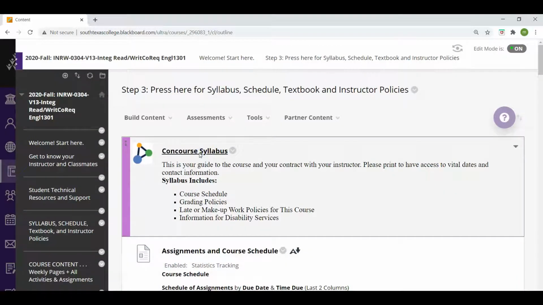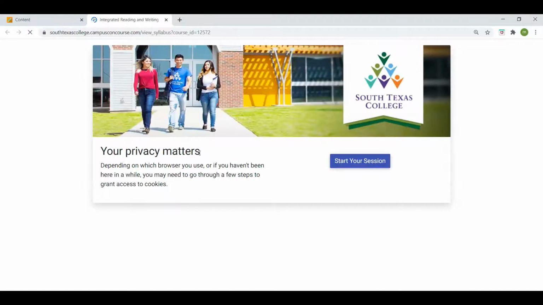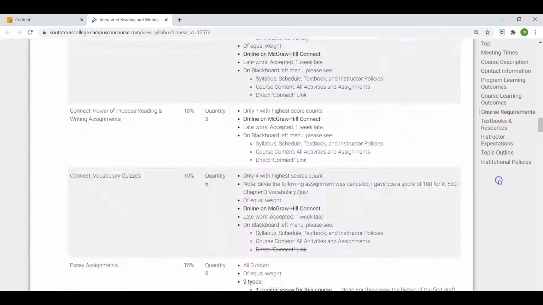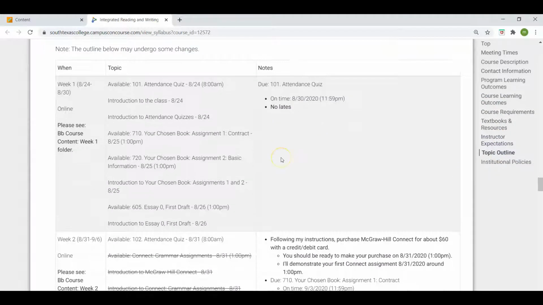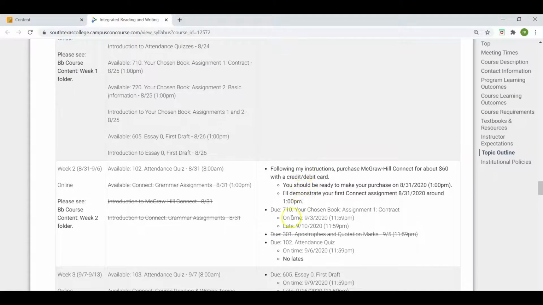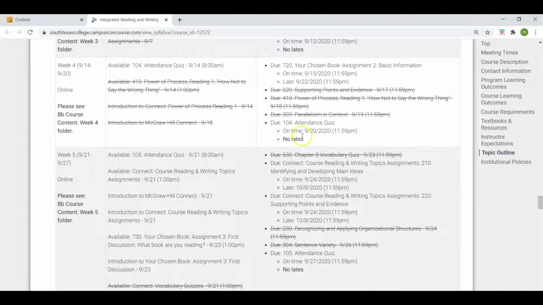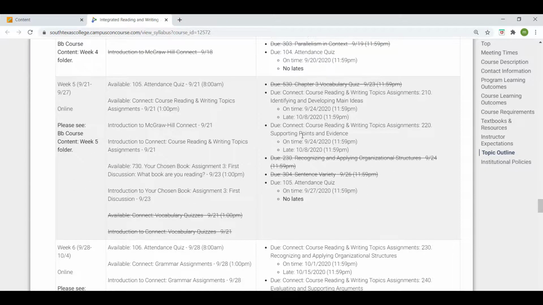On the syllabus, of course, I went ahead and added the late deadline. The easiest place to go is the topic outline right there. And I even did it for assignments that are gone, assignments that are past. We don't really need them, I guess, because those assignments have already come and gone. Kind of. Yeah. Week 1, week 2, week 3, week 4, and although week 5, that was 2 weeks ago.